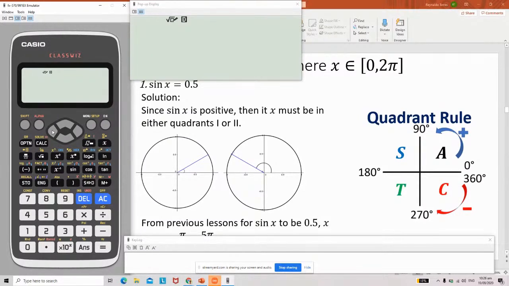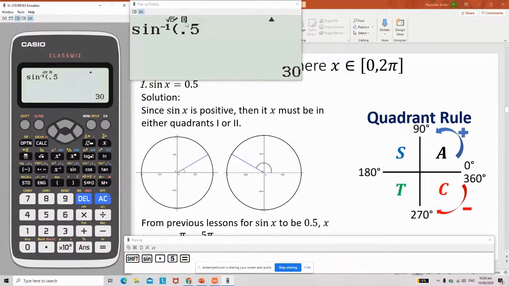Using our ClassWiz, press shift, then sine, that's your inverse sine, and then 0.5. Sir, can it be 1/2? Up to you, 1/2 is equal to 0.5 anyway. When we press equal, it's okay even without the close parenthesis, since there's nothing else to type after it. So when we press equals, all right, 30.